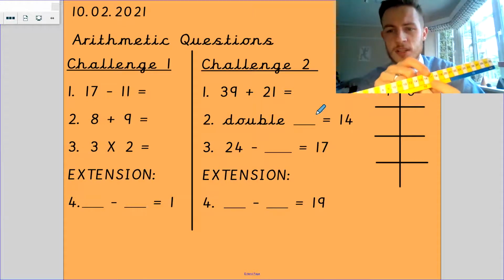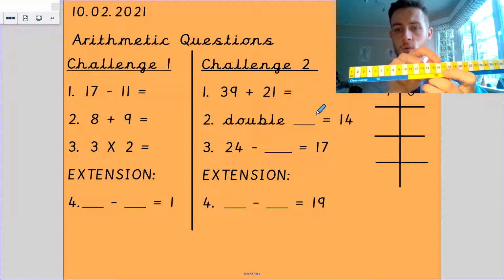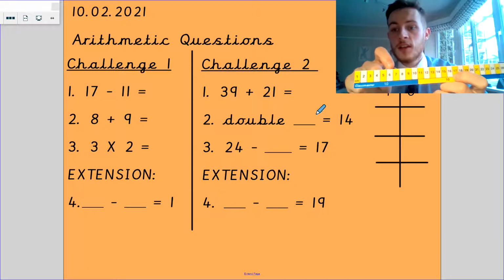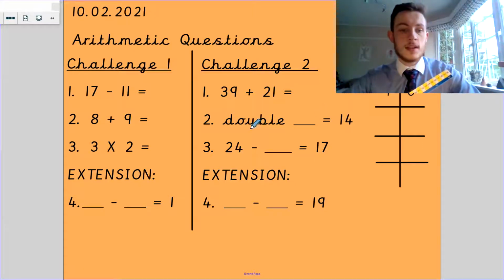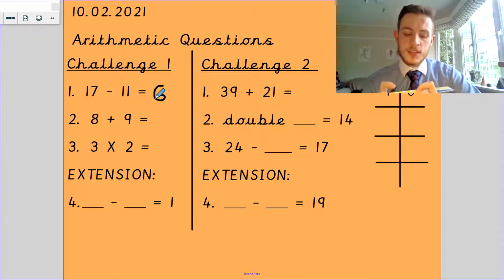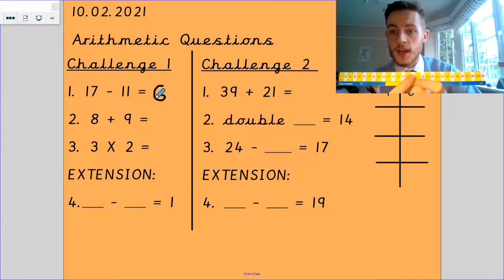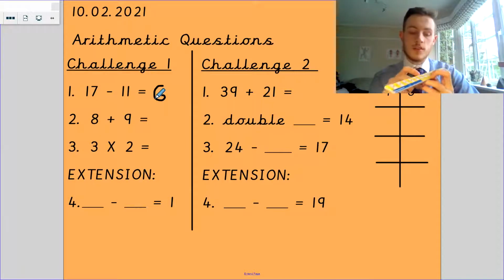So I'm going to 17. I'm going to take away, jump back 11 times. 1, 2, 3, 4, 5, 6, 7, 8, 9, 10, 11. So my answer is 6. The other way you could do that is you can put your finger on 17. You can put your finger on 11. You can see what the difference is between them. Let's double check. 1, 2, 3, 4, 5, 6. Oh, there's a difference of 6 between them because when you take away, oh, you take away 11, sorry.